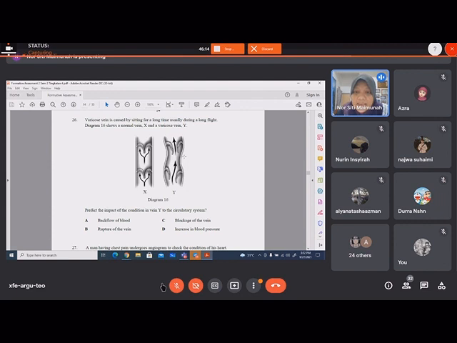Contraction and relaxation of the skeletal muscle. Okay, so remember that the valve opens when the skeletal muscle contracts. So this produces pressure and opens the valve. So when the valve opens, the blood will flow forwards in one direction. And when the skeletal muscle relaxes, the pressure becomes lower. So this will close the valve. So when the valve closes, this will prevent the backflow of the blood.